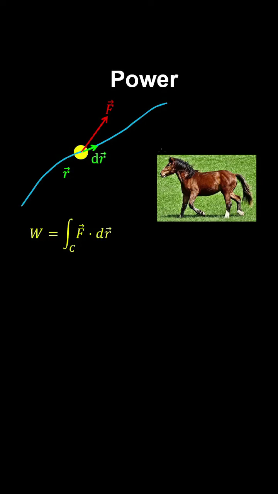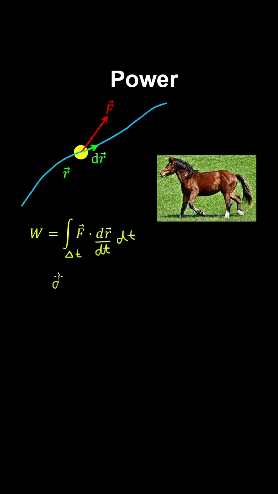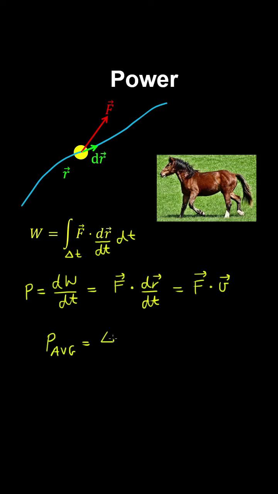The power is the rate at which a force does work. So consider this work integral. If we do a change of variables, now we're integrating over some time interval. And now if we differentiate both sides of this equation with respect to time, by the fundamental theorem of calculus, and dr/dt is the velocity. And this is the definition for the instantaneous power, or the rate at which a force does work. Therefore, the average power is the change in work over the change in time.